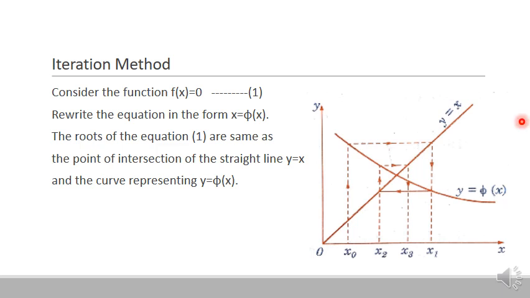Consider the function f of x equal to 0. We rewrite this function as x is equal to phi of x. Then the root of equation 1, that is the root of the given equation f of x equal to 0, is same as the point of intersection of the straight line y equal to x and the curve representing y is equal to phi of x.